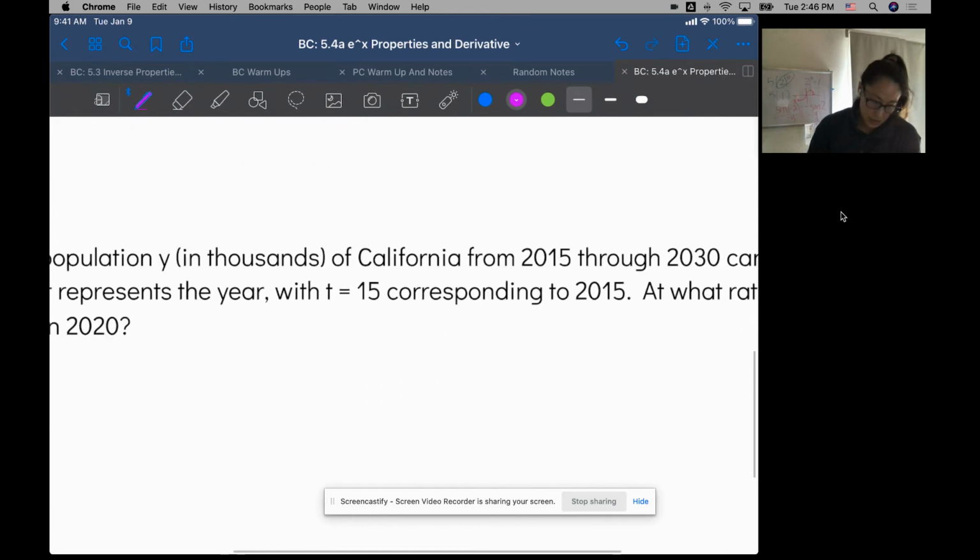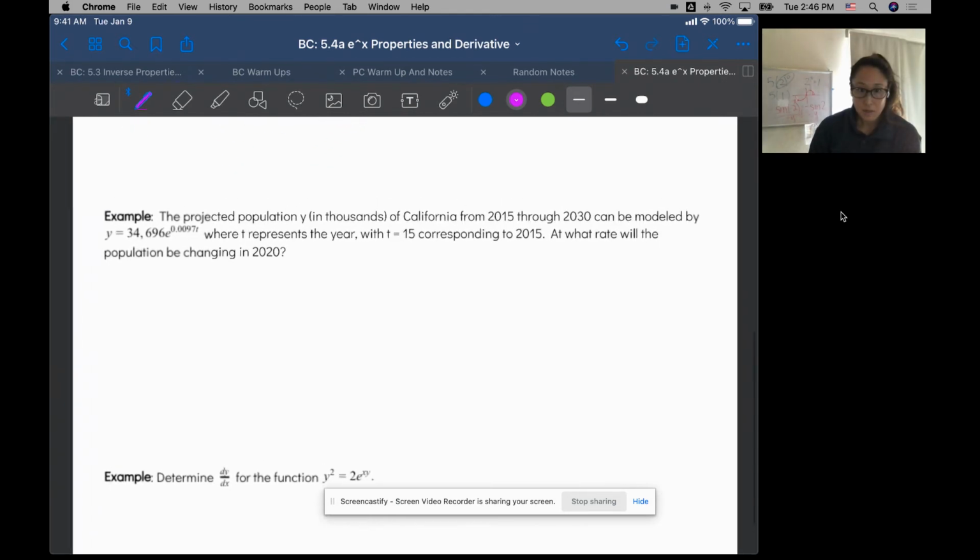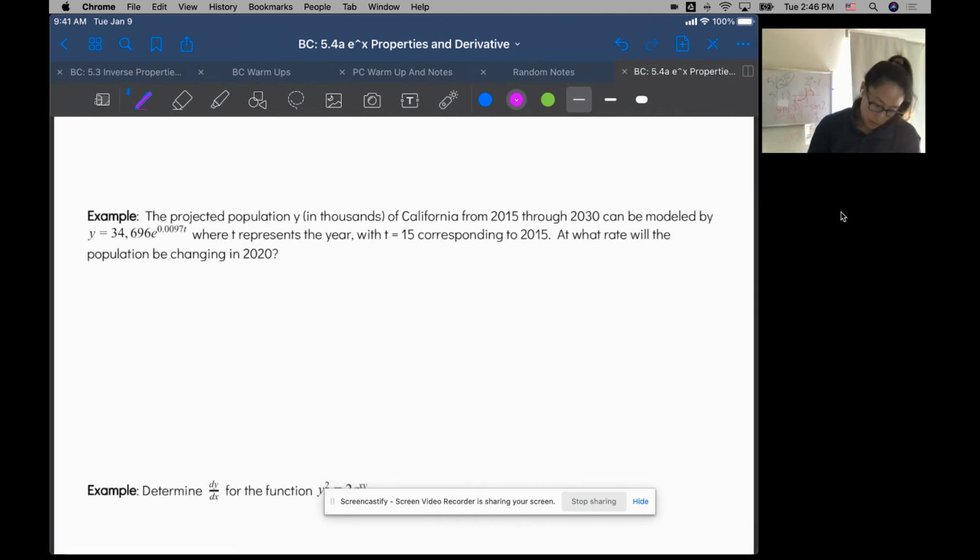Okay, we're going to do a little situation here. The projected population Y in 10,000s of California from 2015 to 2030 can be modeled by Y is equal to 34,696 e to the 0.0097 t, where t represents the years, with t equal to 15 equaling 2015. So t equals 0 would equal 2000. t equals 30 would equal 2030. And we're going to figure out the rate at which the population will be changing in 2020.